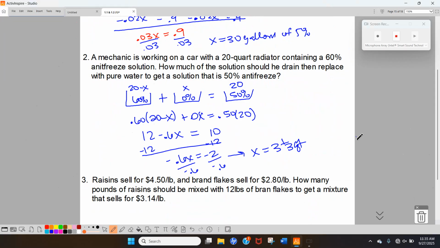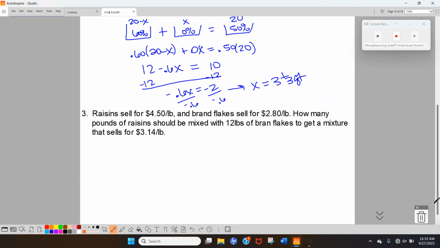All right, number 3 is a mixture problem without percents. You should like it better. So again, we're taking a bucket and combining into a new bucket. This time we're talking about raisins and bran flakes. So we're going to assume we're making some raisin bran. We know that raisins are $4.50 a pound. We know that bran flakes are $2.80.